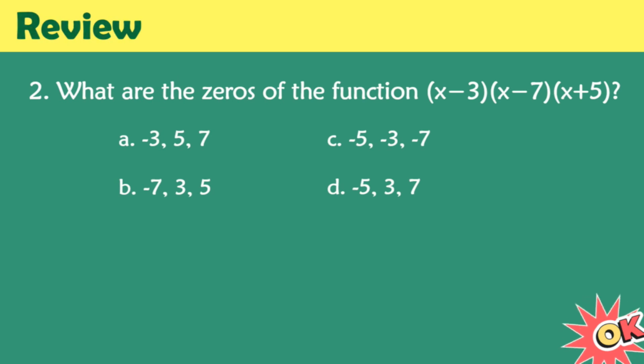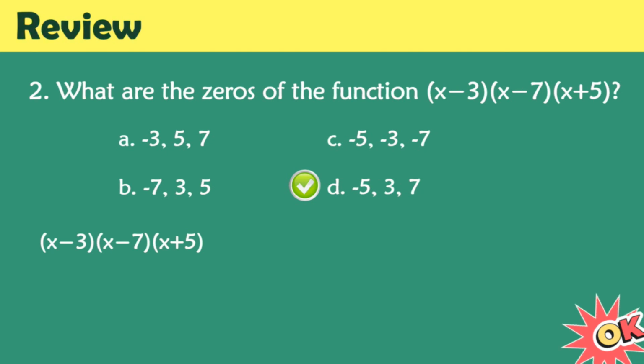Next, what are the zeros of the function: the quantity of x minus 3 times the quantity of x minus 7 times the quantity of x plus 5? A. Negative 3, 5, 7. B. Negative 7, 3, 5. C. Negative 5, negative 3, and negative 7. D. Negative 5, 3, and 7. If this is your answer, you got it right.